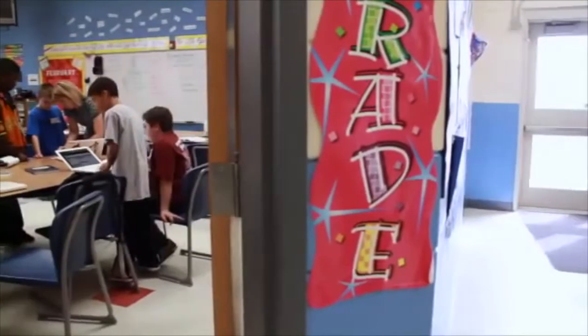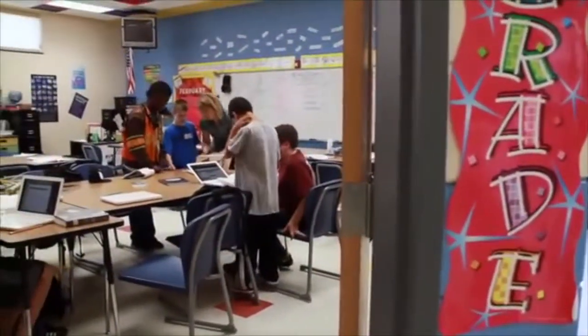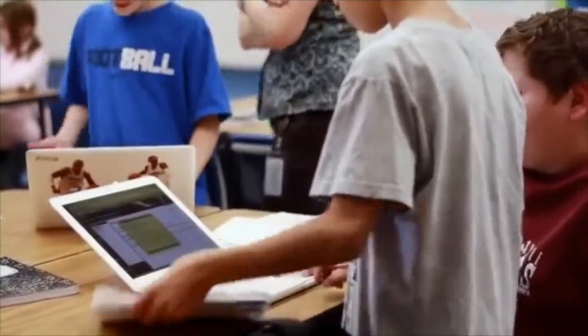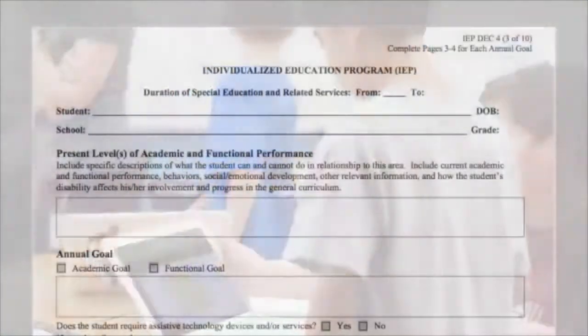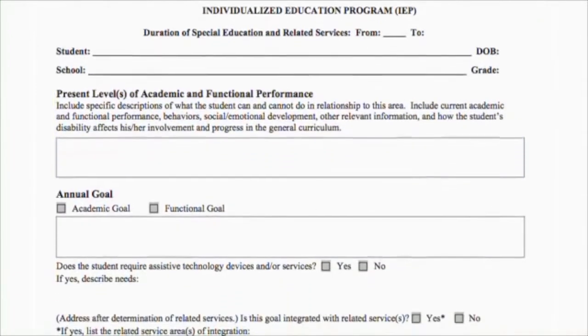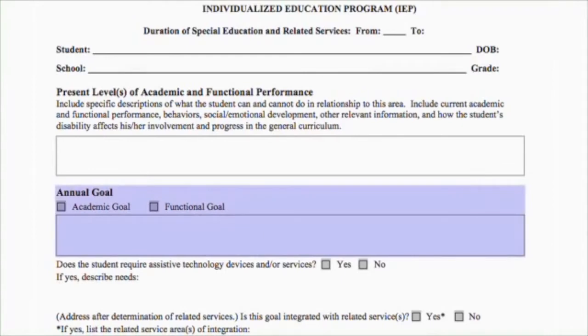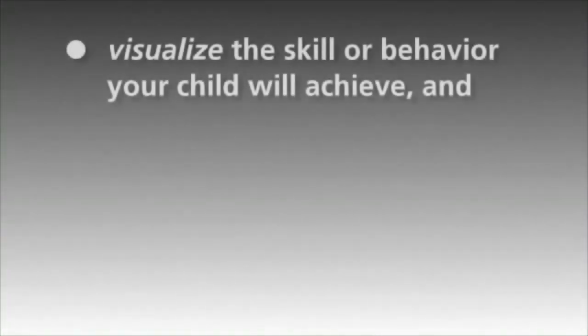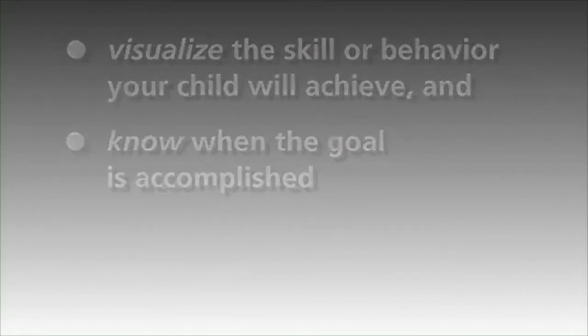Before the team can write an appropriate annual goal, they must have current and specific information about your child's performance in that goal area, including how their disability affects learning. This is called a present level of academic achievement and functional performance and is the foundation for writing a goal. Goals must be clearly written, understandable, and measurable. This means you should be able to visualize the skill or behavior your child will achieve and know when the goal is accomplished. It's very important that you understand the purpose and the function of each goal. If something's not clear, ask to have it explained.